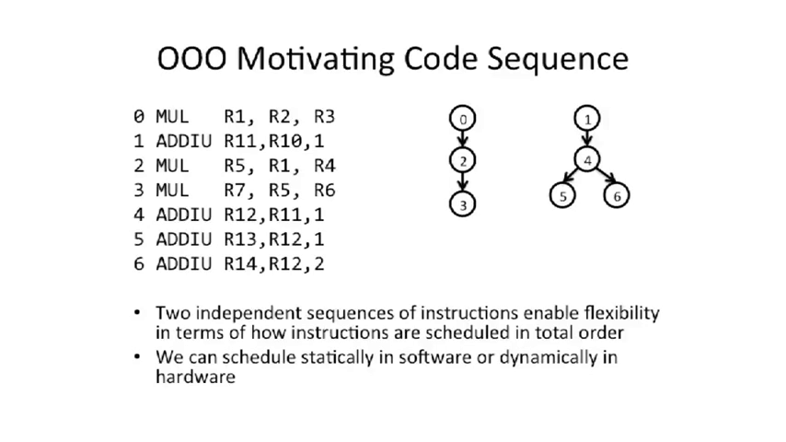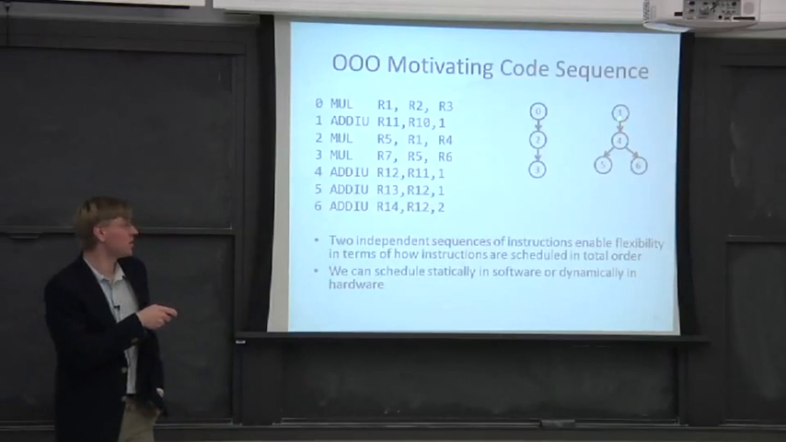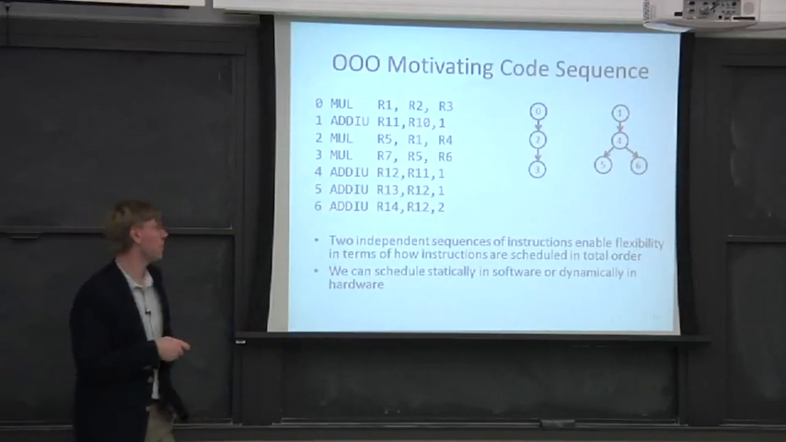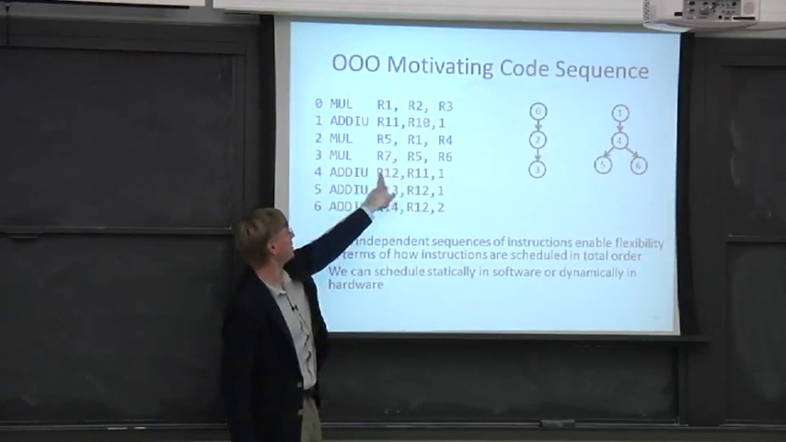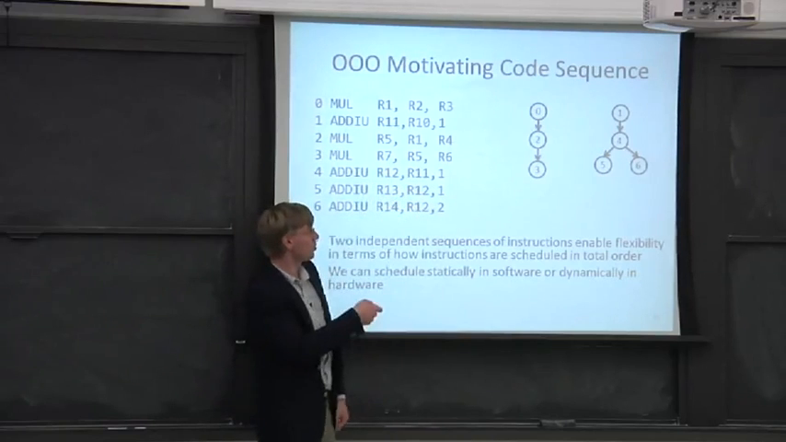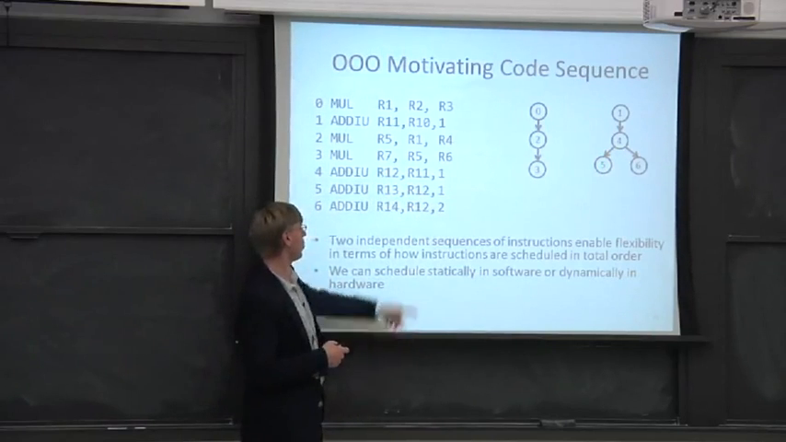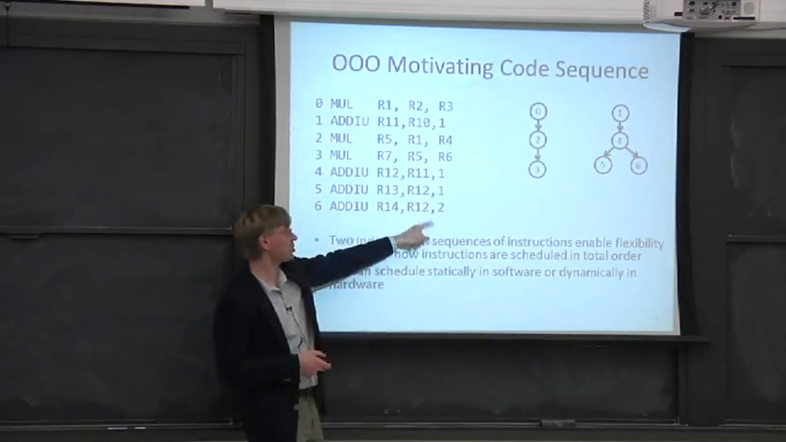Instruction 4 here, let's take a look. Register 12, register 11. It reads register 11, so it's dependent on instruction 1. 5 is dependent on the output here, 12. So it gets put after 4. And likewise, 6 reads register 12.